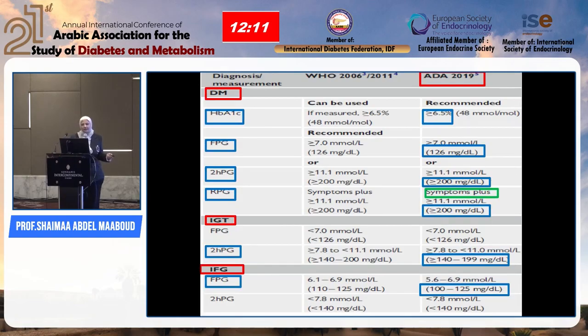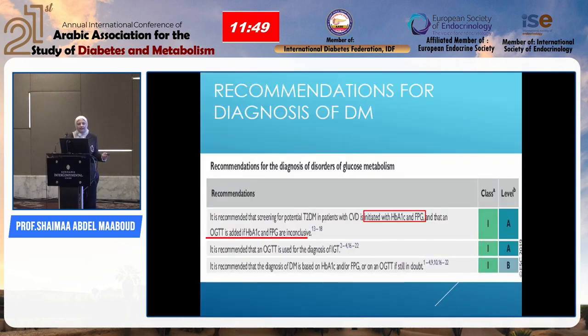How to diagnose diabetes mellitus? It's a brief revision for diabetes mellitus according to ADA 2019. We diagnose according to HbA1c more than 6.5% or impaired glucose tolerance. The 2-hour postprandial is 140 to 200 milligrams per deciliter. It is recommended by the guidelines to diagnose diabetes mellitus according to HbA1c, and better still, OGTT is used for the diagnosis of diabetes according to class 1A.